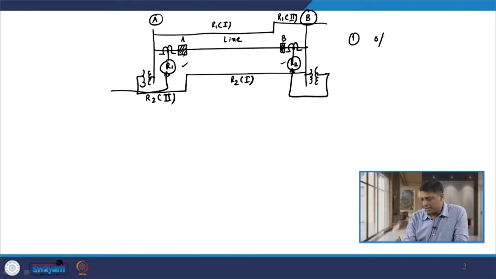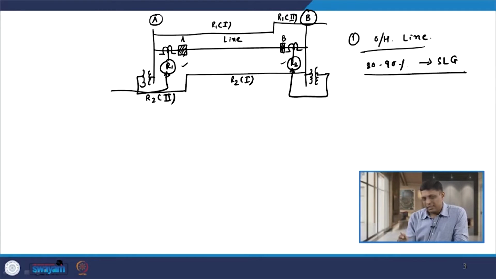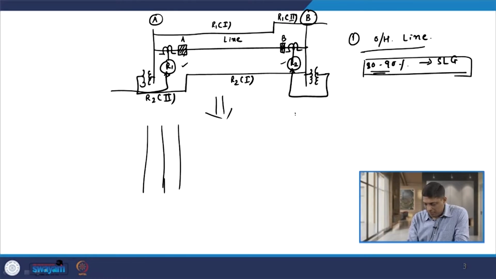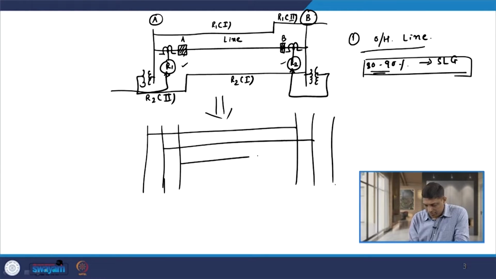on the overhead conductors, overhead line, then we know that 80 to 90% faults are single line to ground. There is IEEE statistics and literature available, and that indicates that out of total faults that occur on the overhead conductor, 80 to 90% faults are single line to ground fault. Now, if I just draw the 3-phase view diagram, this is bus A and this is bus B, and we have a line connected like this. So, this is your RYB and this is also the RYB.